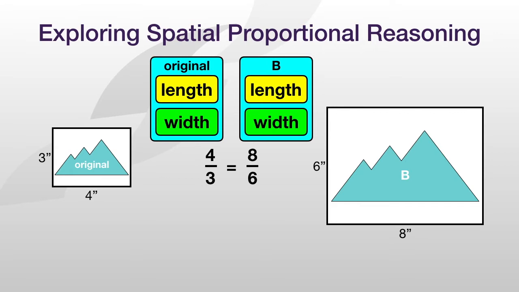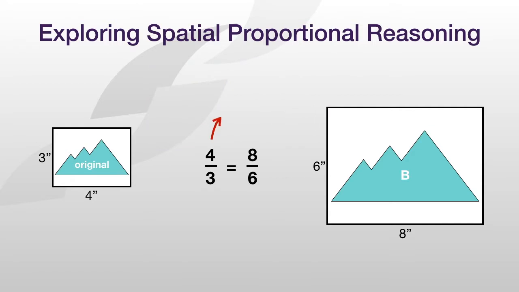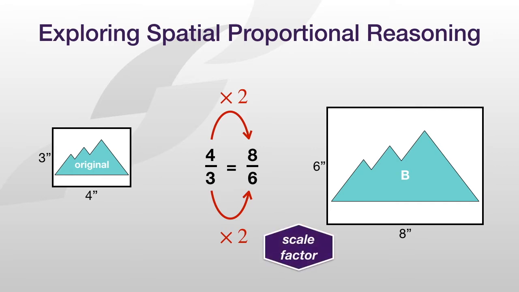When writing a proportion, it's important to think about what each number represents. Doubling 4, the length of the original photo, gives 8, the length of photo B. Similarly, doubling 3, the width of the original photo, gives 6, the width of photo B. These two multipliers, or scale factors, are the same. This means that photo B is an enlargement of the original photo. You may have also noticed a relationship between length and width within each photo. The width is 3/4, or 0.75, times the length.